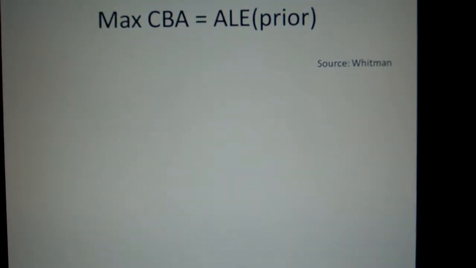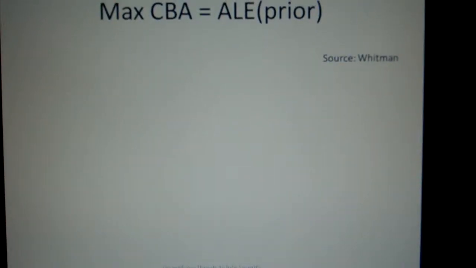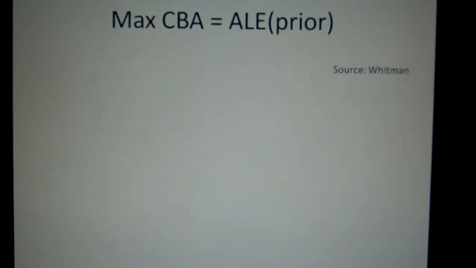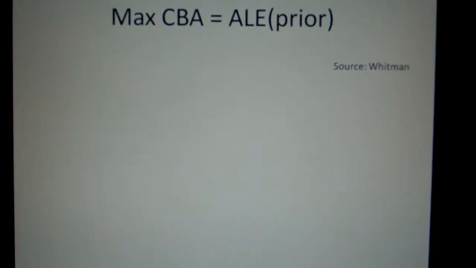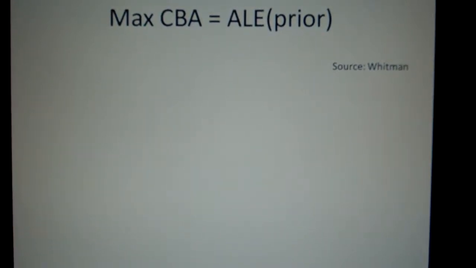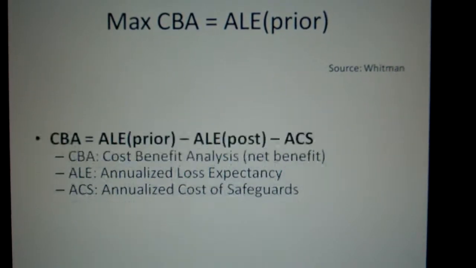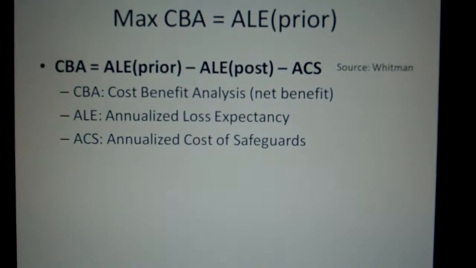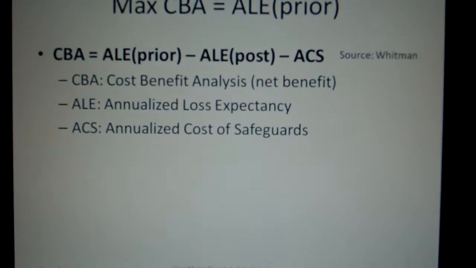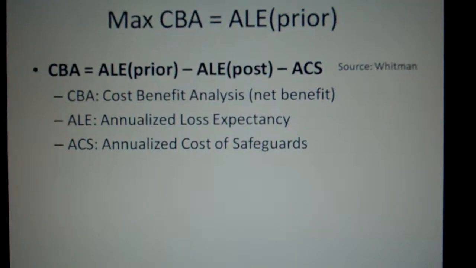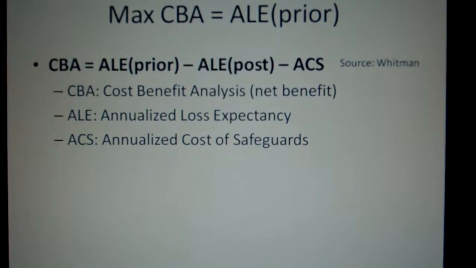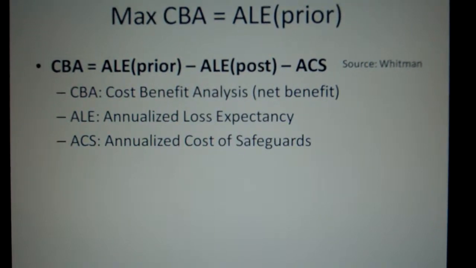The equation for cost-benefit analysis ultimately leads to one single point, that the maximum possible value of any safeguard is the amount that you're losing without the safeguard. In this case, max CBA equals ALE prior. In the paper, it specifically states CBA equals ALE prior minus ALE post minus ACS, where CBA is cost-benefit analysis, ALE is annualized loss expectancy, and ACS is the annualized cost of safeguards.